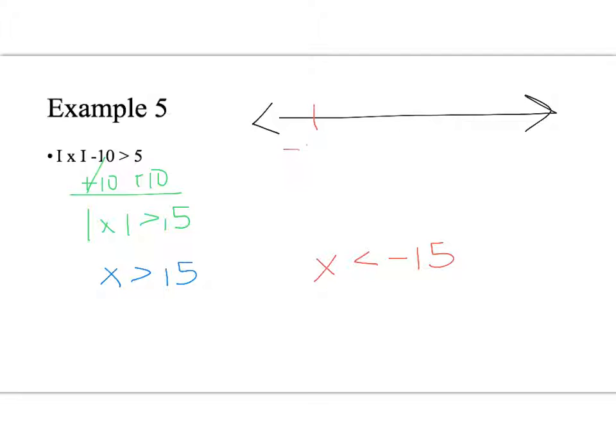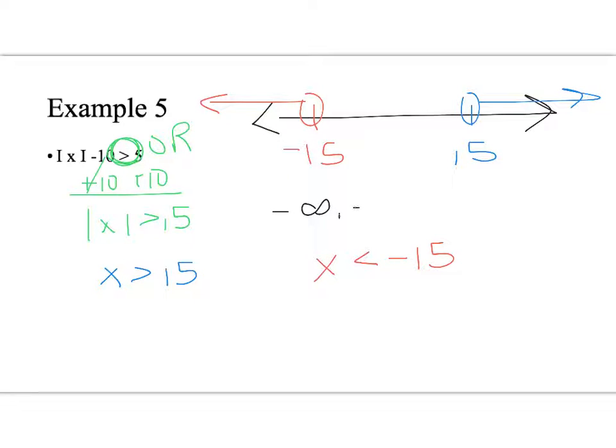Negative 15 would be over here with an open circle to the left. 15 would be over here with an open circle to the right. This was a greater than statement, so it was supposed to be an OR, which it is, so that's good. So your notation would be negative infinity to negative 15, open circles get parentheses, or 15 to positive infinity.